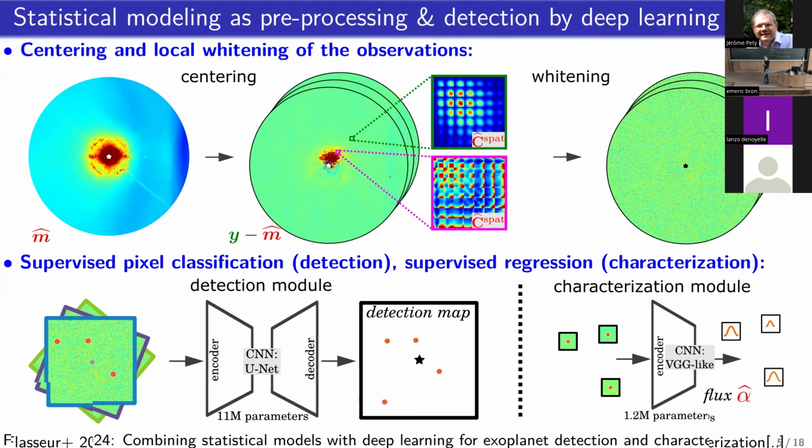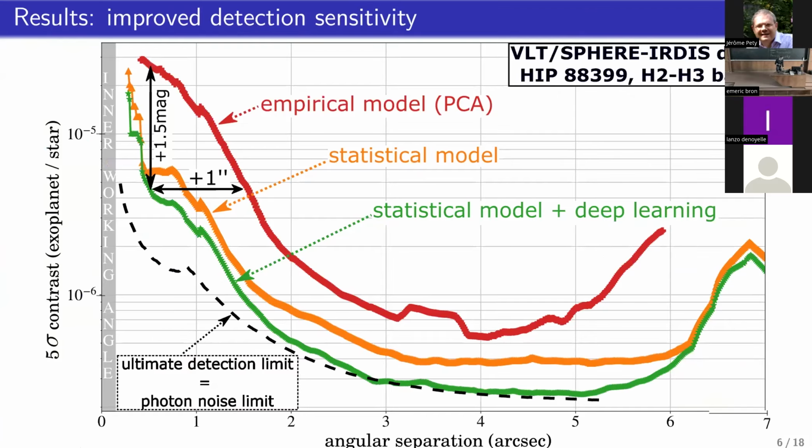here the training is dataset dependent, which means that when we have another data cube, we retrain the model in this specific case, because the observations are very different from one night to the other. And once the detection is performed, we perform a regression task with another network, minimizing the mean square error to estimate the flux of the planet on small patches centered on detected planets.